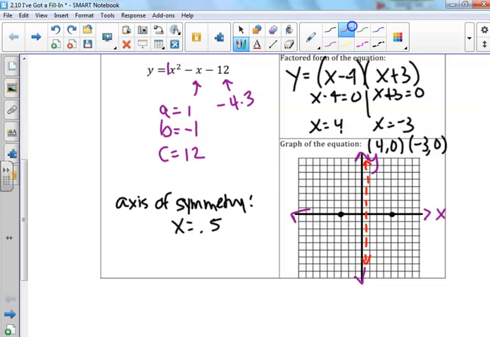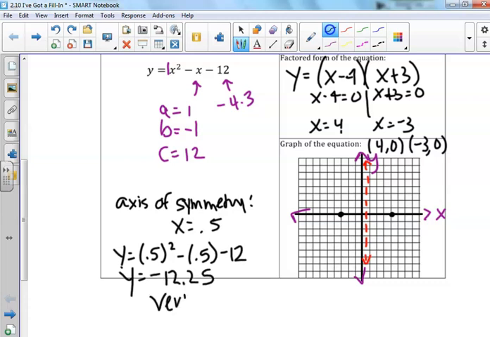We next need to figure out the vertex. To figure out the vertex, we will plug the x value of our axis of symmetry into the original equation and solve that for y. When we simplify that, we get y equals -12.25. So our vertex in this case should be the point 0.5, -12.25. So 0.5 will be on the axis of symmetry, and then we'll need to go down 12 1/4.